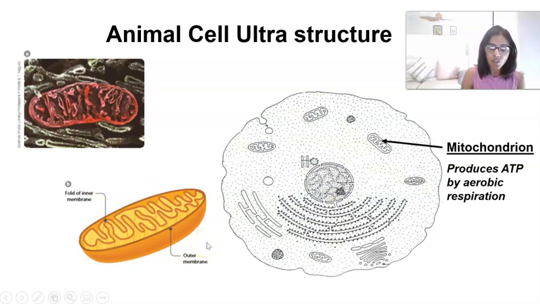Now, the mitochondria are really important. They produce energy for the cell through a process known as aerobic respiration. We'll talk about that process later on, but right now what you need to know is that mitochondria produce energy, and that energy is in the form of ATP.